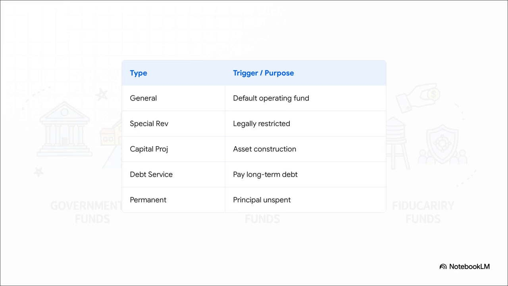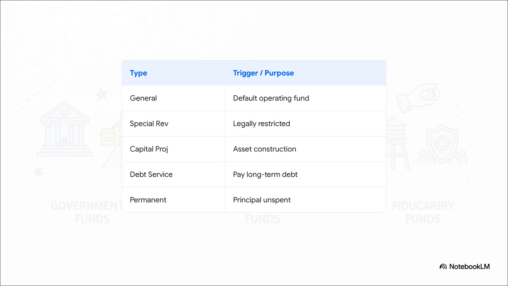Identifying the correct governmental fund type is tested all the time, so you need rapid-fire decision logic for the 5 funds. The general fund is your default bucket. Got a legally restricted tax? That's the special revenue fund. Building a new school? That triggers the capital projects fund. Paying off bond principal? Debt service.